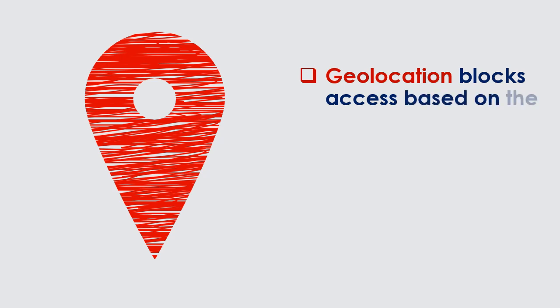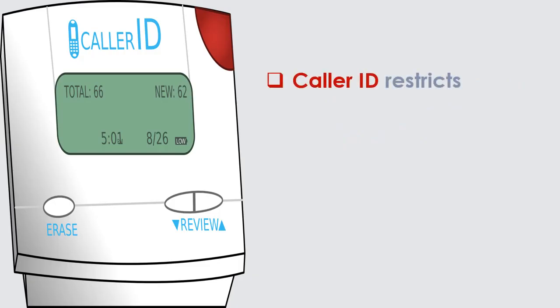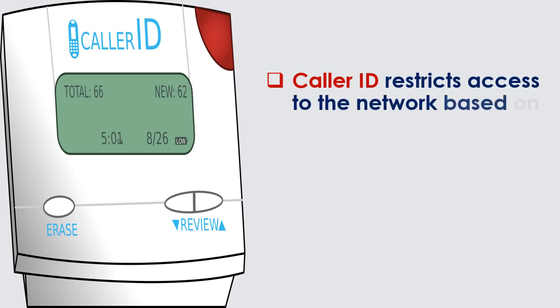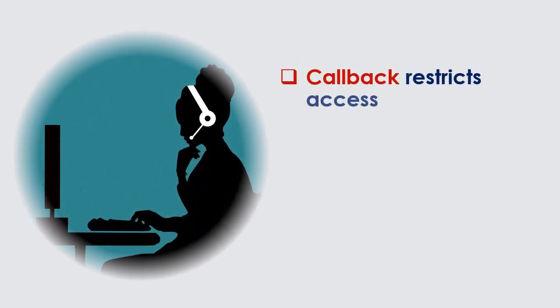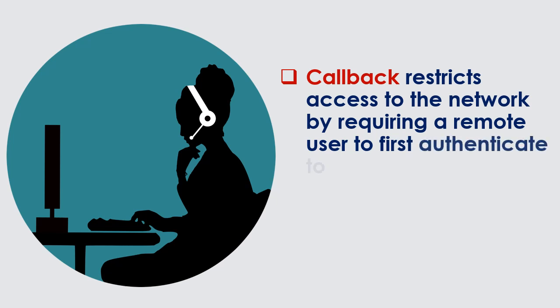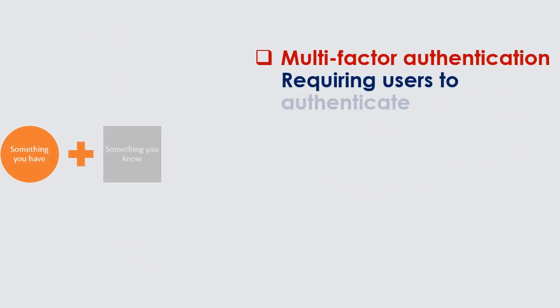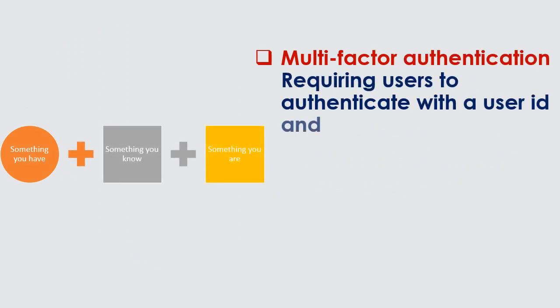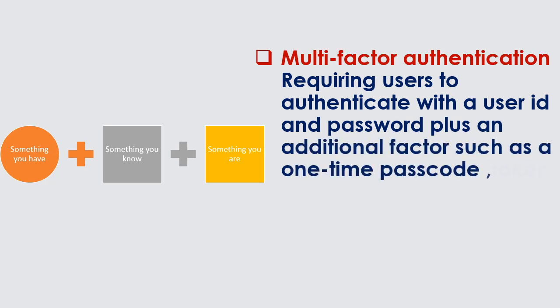Geolocation blocks access based on the geographic location of the user. Caller ID restricts access to the network based on allowed phone numbers. Callback restricts access to the network by requiring a remote user to first authenticate to the Remote Access Service (RAS) server. Multi-factor authentication requires users to authenticate with a user ID and password plus an additional factor such as a one-time passcode, token, or biometric.